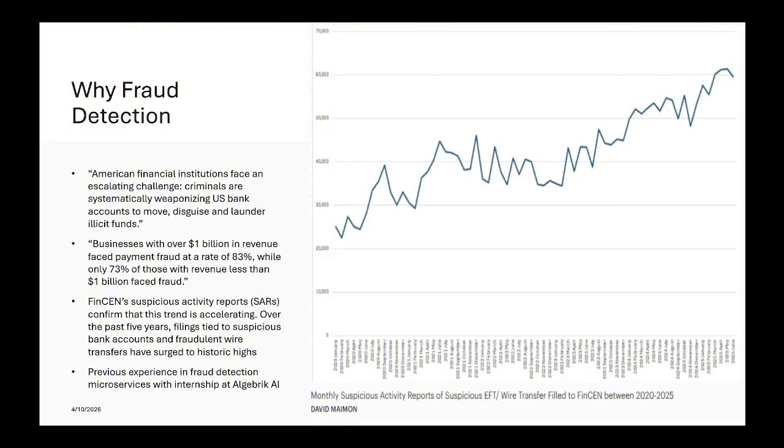And I have a couple statistics here. I think at least a part of these statistics were taken from Forbes, and this graph specifically was taken from Forbes magazine. It shows a steady increase from 2020 to 2025 of wire transfers, and as you can see, they're going up pretty consistently. Also, my previous experience in fraud detection with microservices at my internship with Algebraic AI is pretty much where I got this idea of fraud detection, because Algebraic AI works with credit unions and banks, small credit unions and banks.